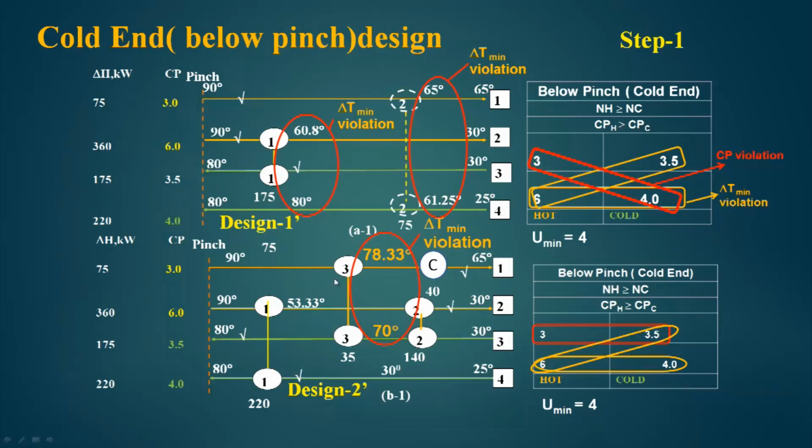So, if I put this heat exchanger here, stream, that is heat exchanger number 3 between 1 and 3. So, this temperature becomes 78.33, and this is 70. So, there is a delta T violation here. Obviously, this design 2 dash is rejected because during this design there is a delta T minimum violation. So, we saw that both of these designs, design 1 dash and design 2 dash, are not feasible designs.